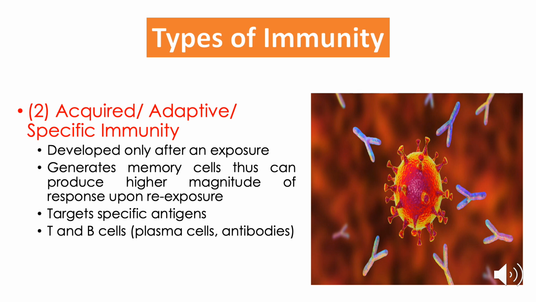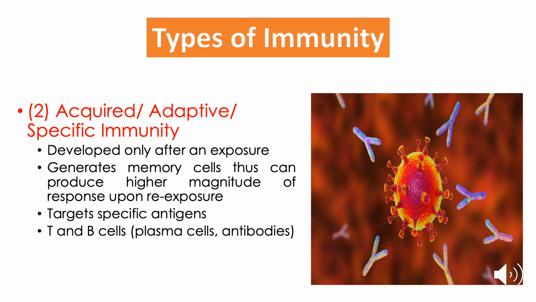On the other hand, acquired, adaptive, or specific immunity is only developed after a previous exposure. That's the reason why it's called acquired, because you don't have it initially. You only develop it after you encounter the antigen. It's also called adaptive because it's one of our body's ways to adapt to the living world. And the reason why this type of immunity is referred to as specific immunity is because it will only particularly target a specific antigen.